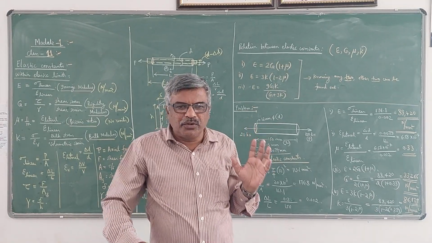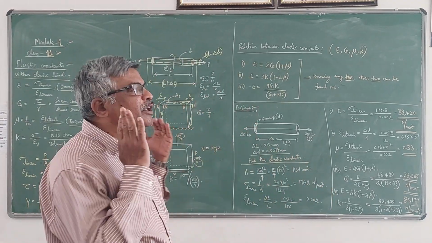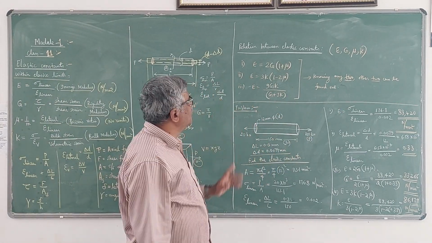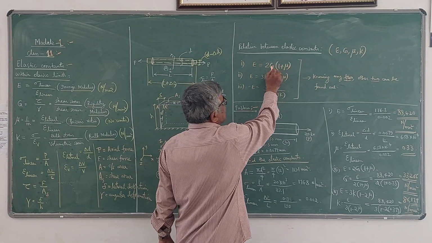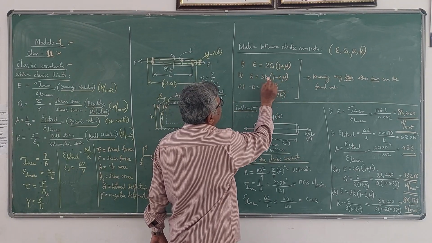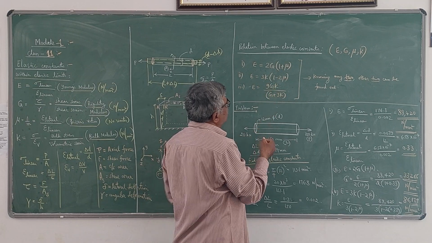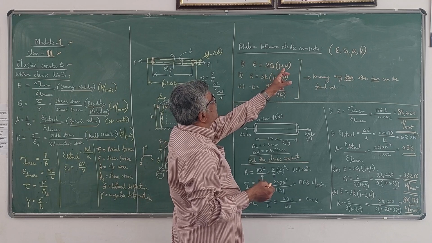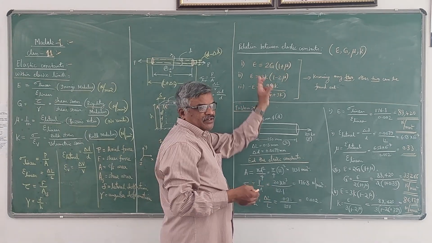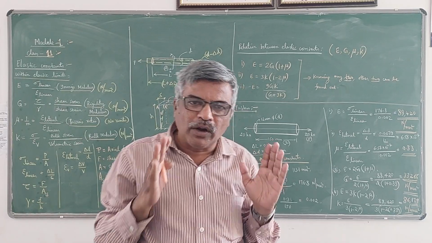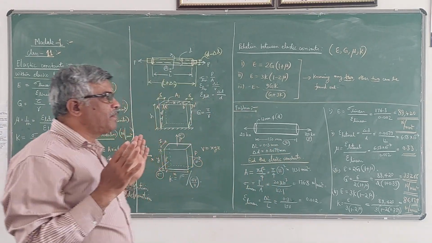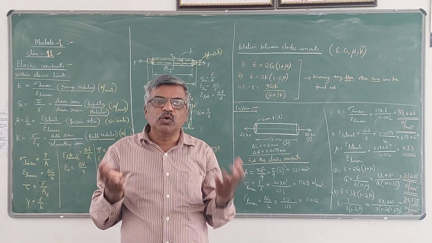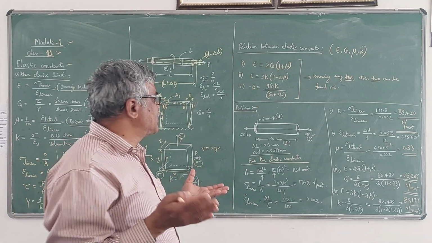The advantage of using these equations is that if you know any two elastic constants, the other two can be found out. For example, if you know E and mu, G can be found out. If you know E and mu, K can be found out. Or if you know G and K, E can be found out using this, and afterwards mu can be found out using any one of these two equations. So there are four elastic constants E, G, mu and K. Out of the four, using any two equations, we can find the two unknowns by knowing the two elastic constants.